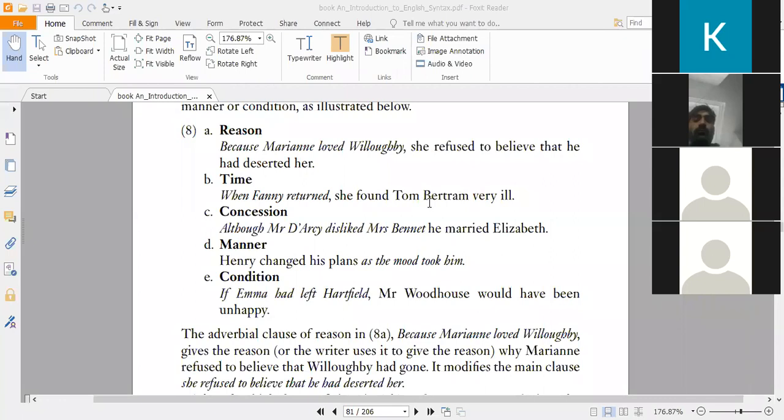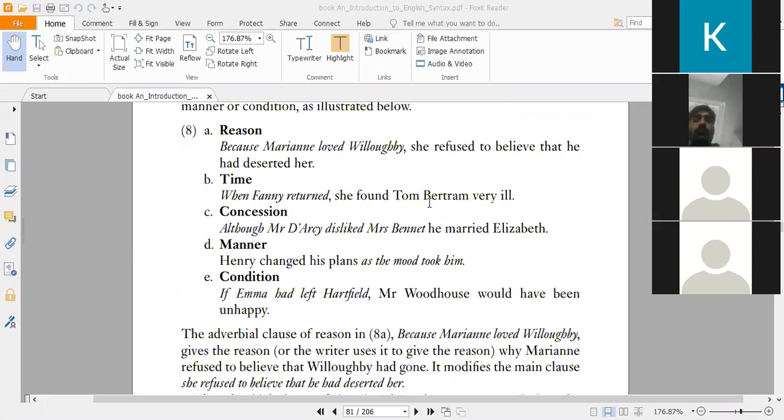Then adverbial clause of concession. Although Mr. Darcy disliked Mrs. Bennet, so again this is an adverbial clause of concession. He married Elizabeth. So it is modifying the whole sentence, that is, he married Elizabeth.